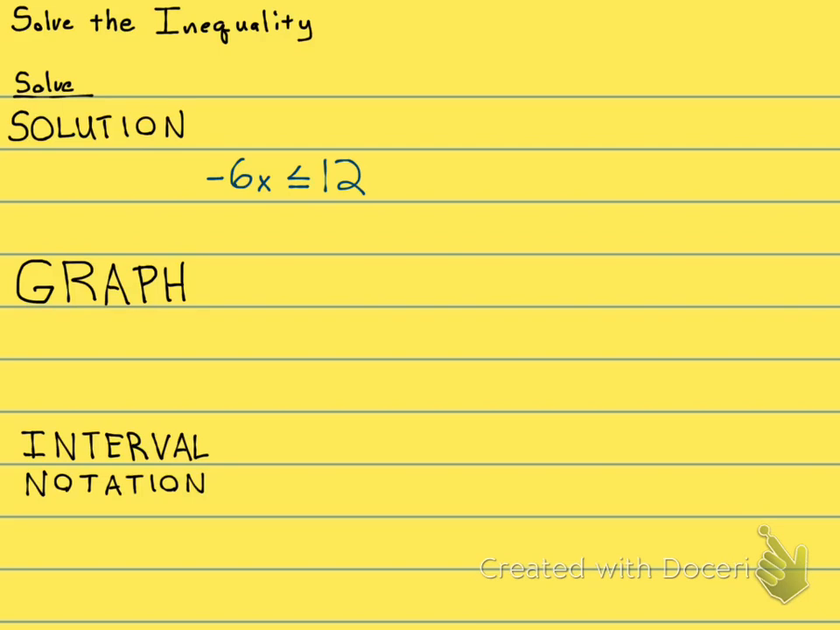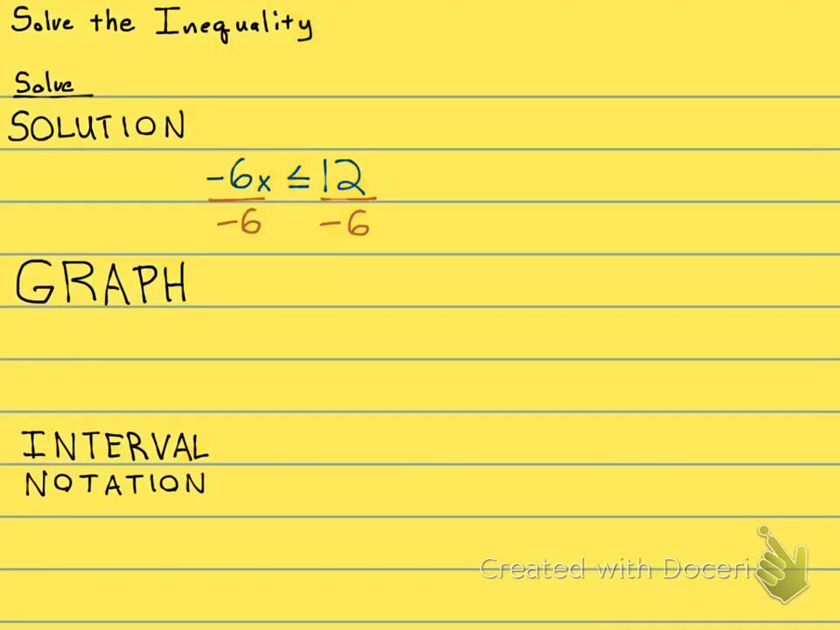All right, let's go ahead. Let's solve this. Negative 6x is less than or equal to 12. I want to get the grumpy old x by himself. So what is over there with the x that I need to get rid of? The negative 6. And that negative 6 is multiplied times x. So to get rid of it, I must divide both sides by negative 6.